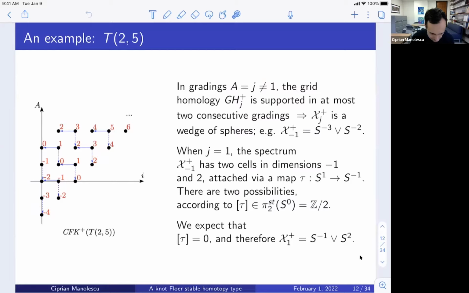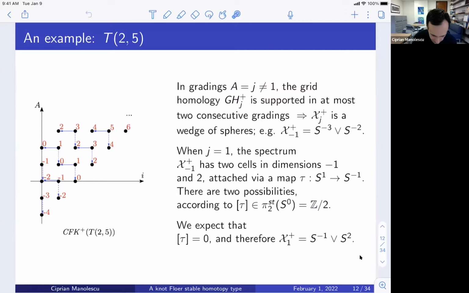So in general, here we have two, but if it's in two consecutive gradings, or just in one grading, then there's no option for the spectrum. The spectrum has to be a wedge of spheres. So the only ambiguity, if you want to get some new information, is what happens here, where you have two generators in different gradings. In this case, they differ by more than one, by three.